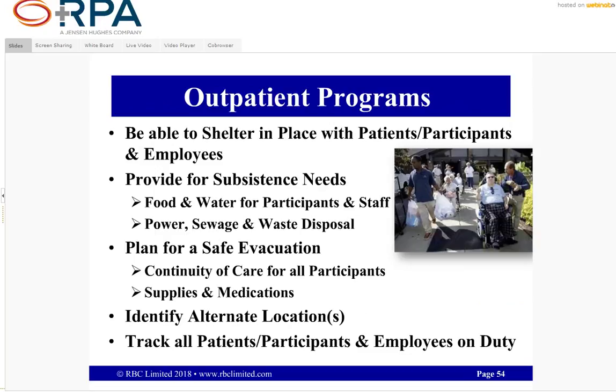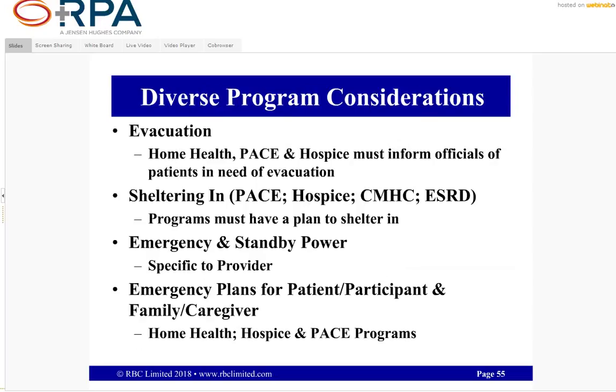So our outpatient programs in the final rule are required. Our hospice, home care, and PACE are required to build into their plan sheltering in, and how will you communicate when we're sheltering in for continuity of care. We're also required to address safe evacuation. And once that evacuation occurs, how do we continue communication and continuity of care when they're in that evacuation shelter? So as an outpatient provider, we're to build that into our plan and consider communication as well.